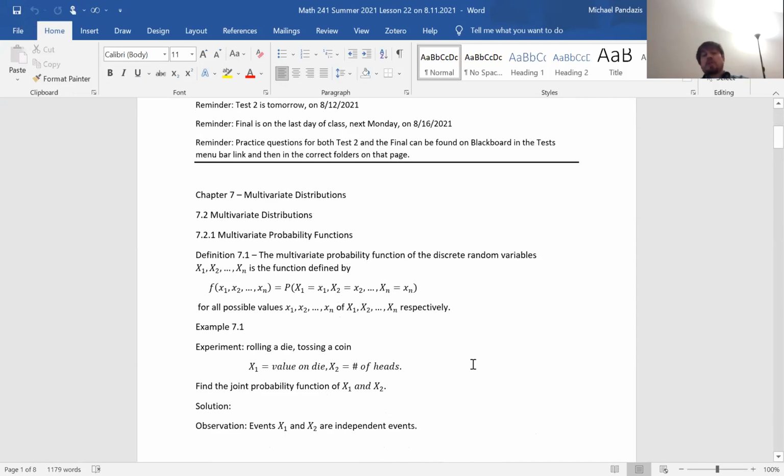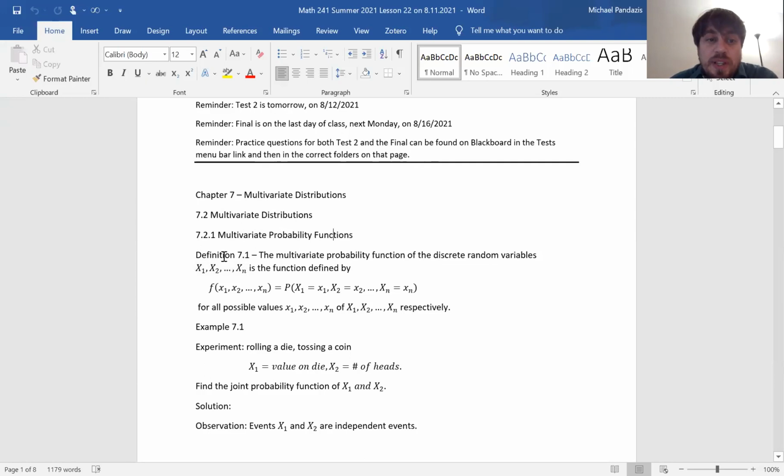Okay, so this is the last chapter of the course, and we're going to finish the material for the course today. This is chapter 7 on multivariate distributions. These are functions that don't depend on just one random variable. They depend on multiple ones. Up to this point, we've only dealt with probability distributions which depend on one random variable, and in chapter 7, we look at ones that depend on more than one. Okay, so 7.2 is on multivariate distributions, and 7.2.1 is on multivariate probability functions.